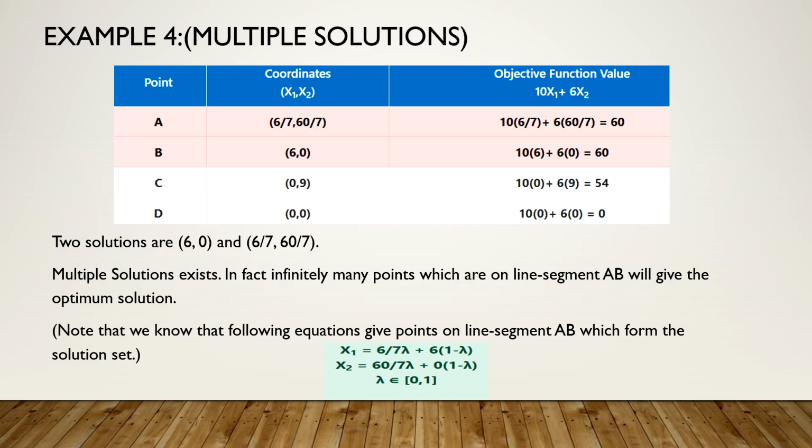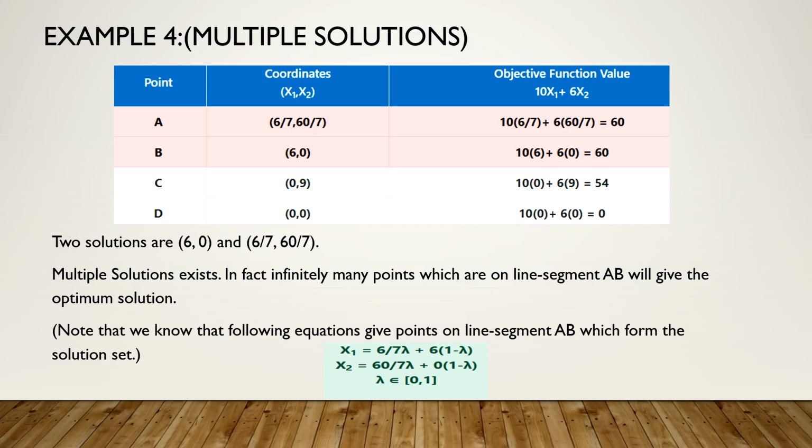So you can see from the graph, you're getting 4 corner points for the feasible region: (6 by 7, 60 by 7), (6, 0), (0, 9) and (0, 0). Out of these, points A and B give the same objective function value, which is 60 and which is the maximum value. So two solutions you have obtained. This is the case of multiple solutions. Two solutions you have obtained which give you the maximum value.